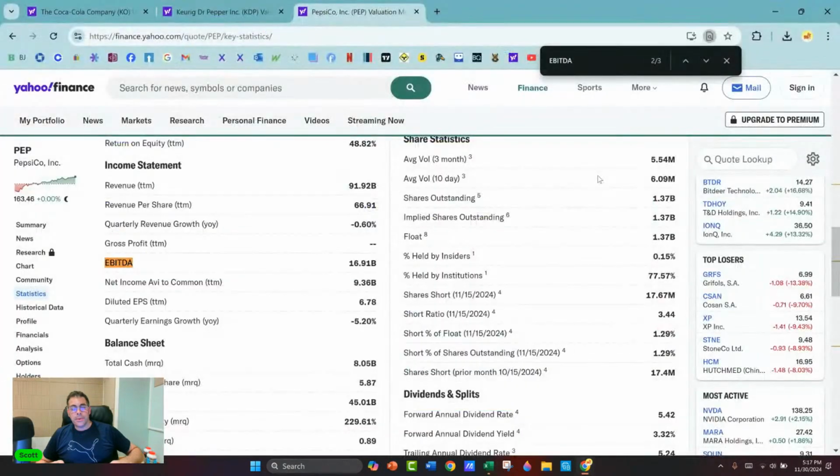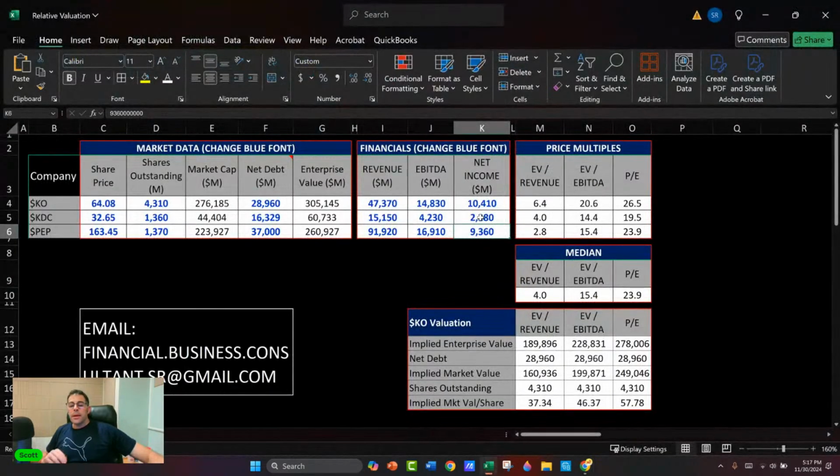Okay, I think I got the other numbers right. Okay, everything else is right. Pepsi also owns snack brands. They do. Coke's bottling is separate. The ticker is COKE. That's their bottling arm. It's a separate company, but it's half owned by KO.